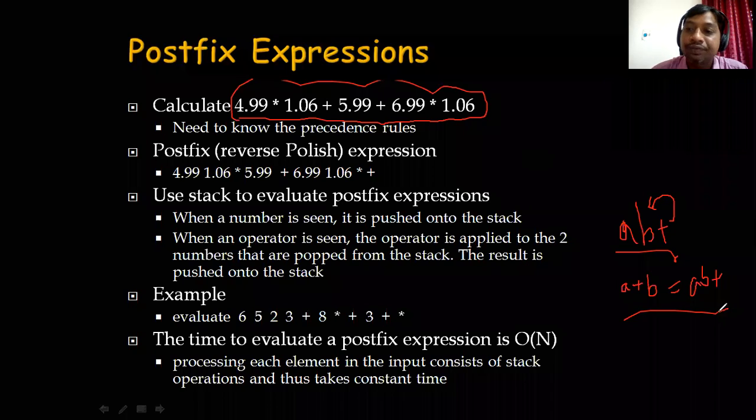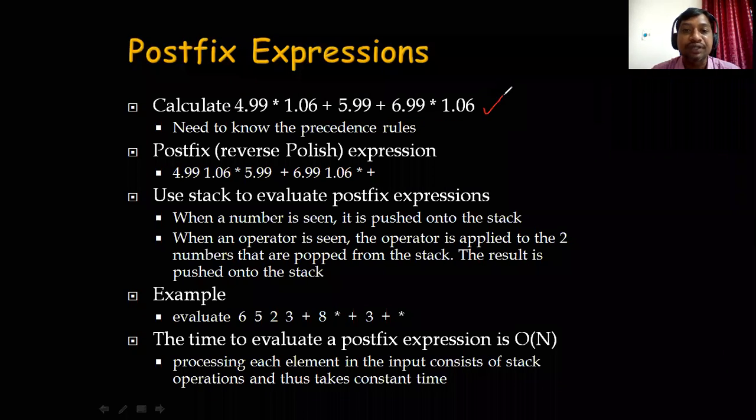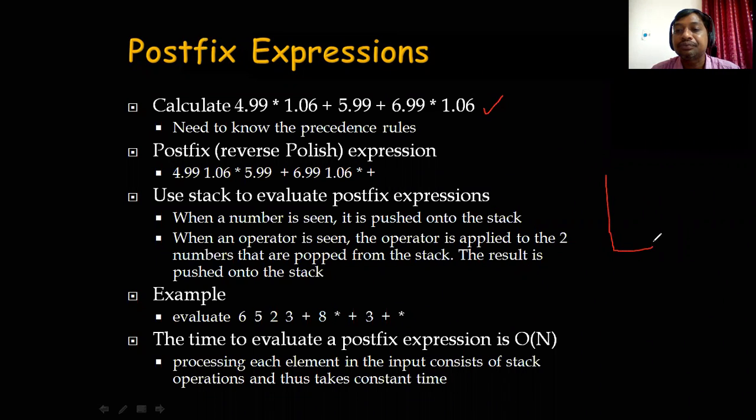With this briefing, let me move on to postfix evaluation. This is the example that we are taking, the given infix expression. Now let us see how to evaluate this expression by using stacks. This is one of the important applications of stacks, postfix evaluation. Let me narrate how to do this.